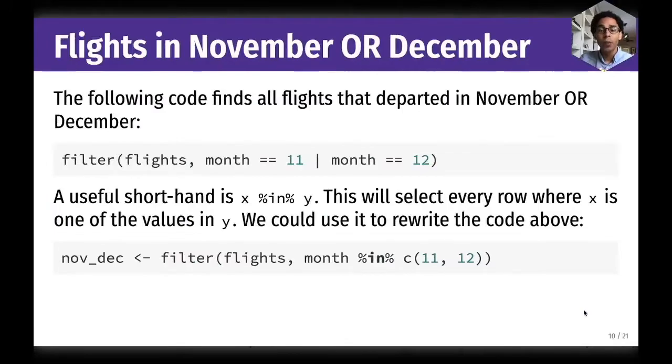For instance, suppose you want to obtain every single flight that left the city of New York in the year 2013 in the month of November or December. November and December in this data set are represented by the months 11 and 12. So you can use the OR operator as we're showing on the first chunk of code, or another possibility is to use what we call the membership operator, that is the %in% operator.